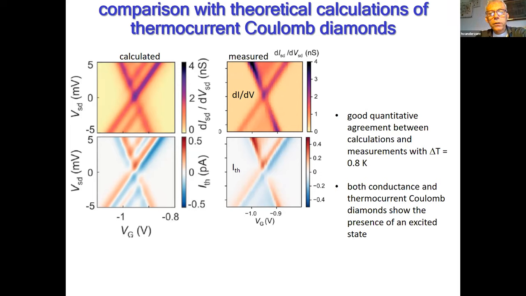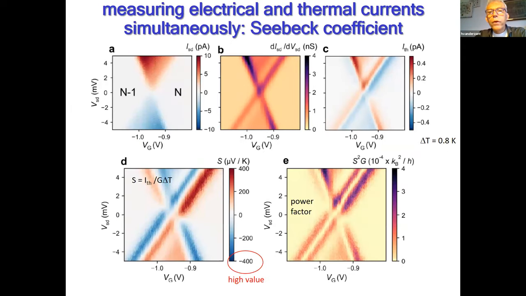Interesting here is already that the thermal current also shows the presence of an excited state. Then if you have the delta T, you can now also calculate the Seebeck coefficient. That is now done in D, and also the power factor. What you see here is the behavior that you would expect, globally, but you also see that the Seebeck coefficient is very high. We find values up to 400 microvolts per Kelvin. I think the highest that we have is maybe 500 or even 600 microvolts per Kelvin in a different sample. So very high numbers.